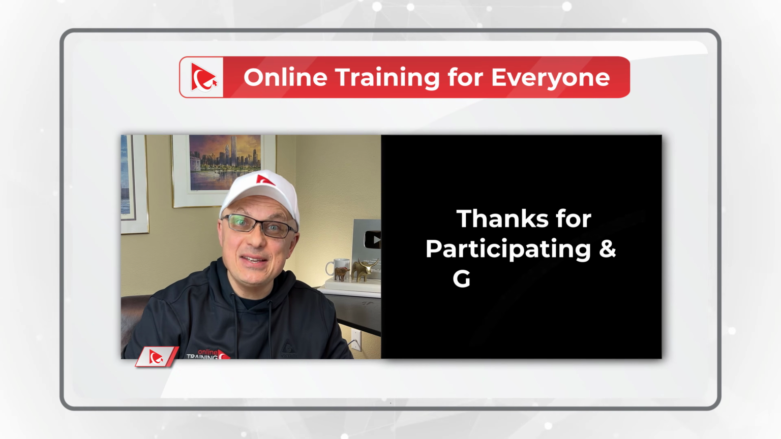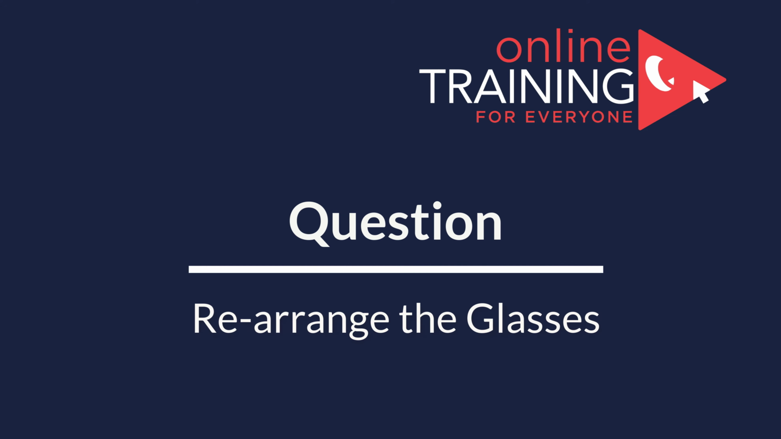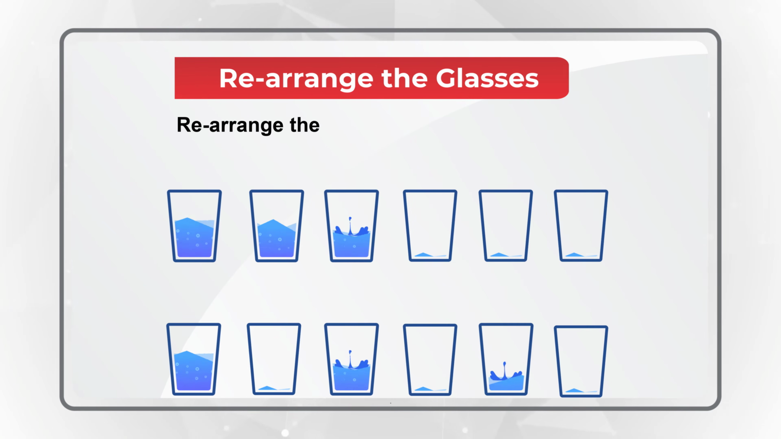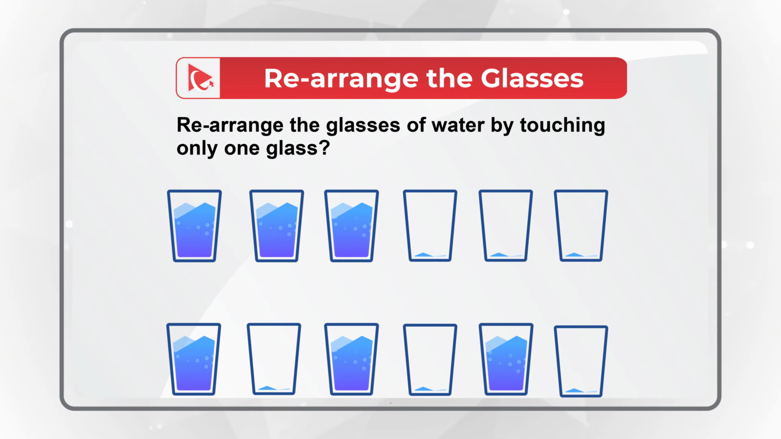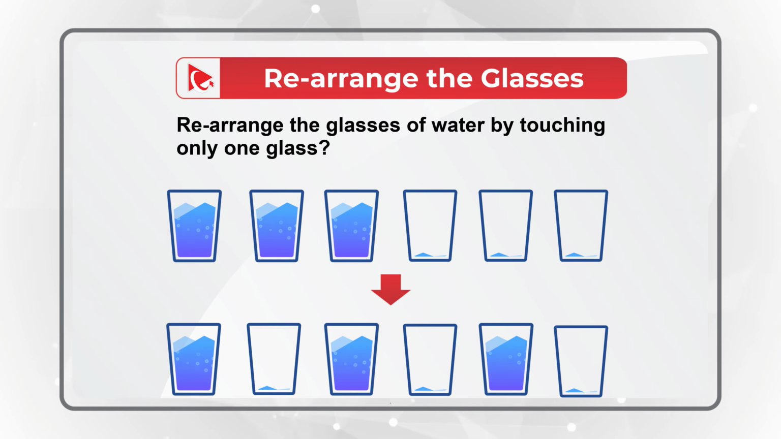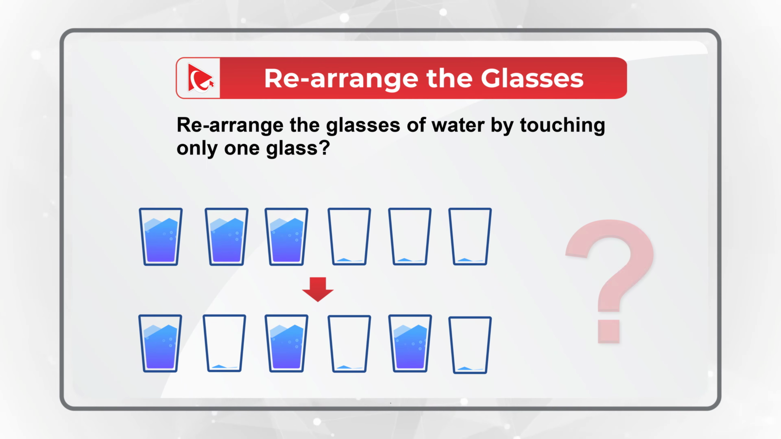And now let's continue and get you ready for the test. I love this amazing question because it tests you on out-of-the-box thinking. You need to rearrange the glasses with water by only touching one glass. And you need to get from configuration 1 on the top to bottom configuration by only touching one glass. Take a close look to see how you can do it.